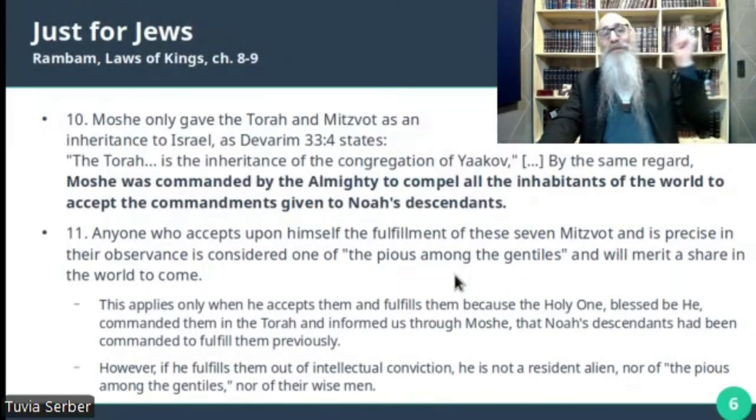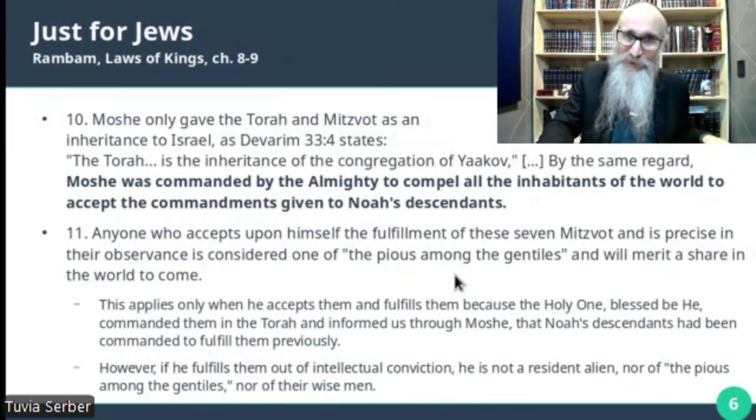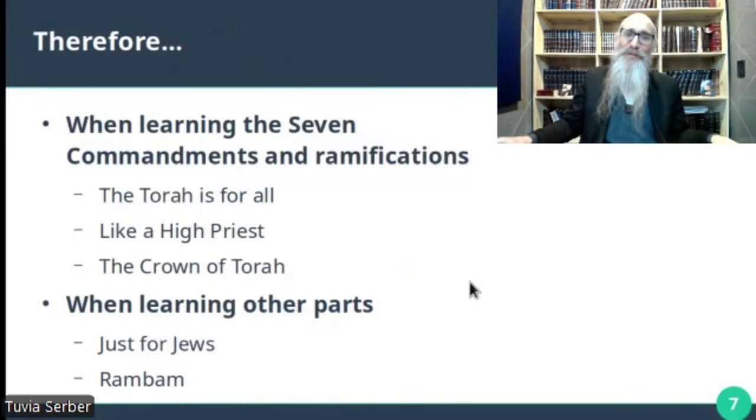But then we said, no, wait a second. The Torah was given again just for Jews, as the Rambam says, like a law. This is the law. It's the inheritance of the congregation of Yaakov. It's not for non-Jews. Forget it. So wait a second. Is it for Jews and non-Jews or just for Jews? I don't understand. So the idea is like this, pretty simple.